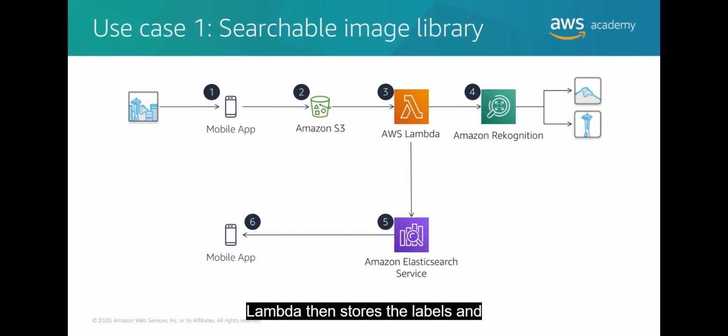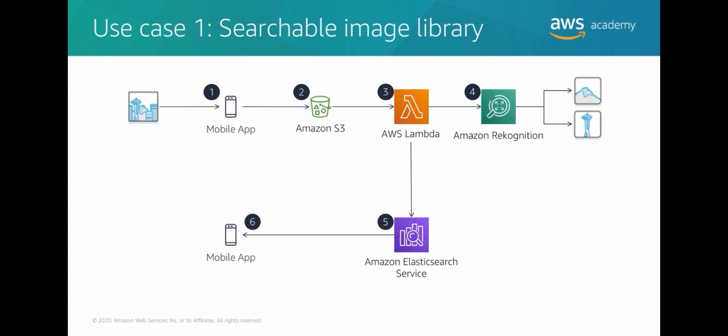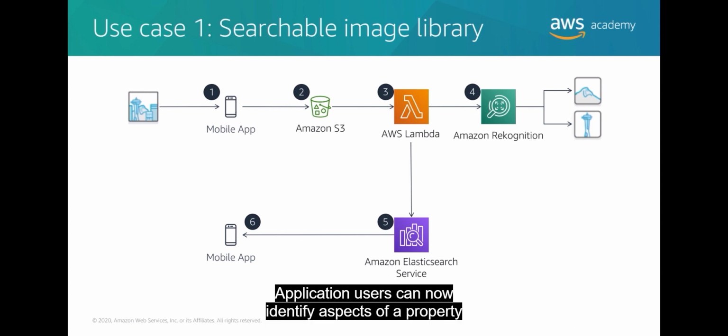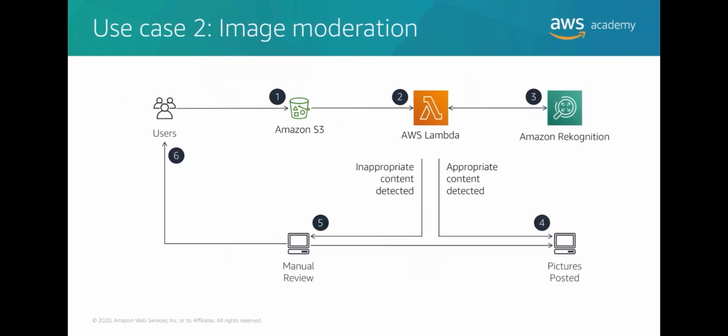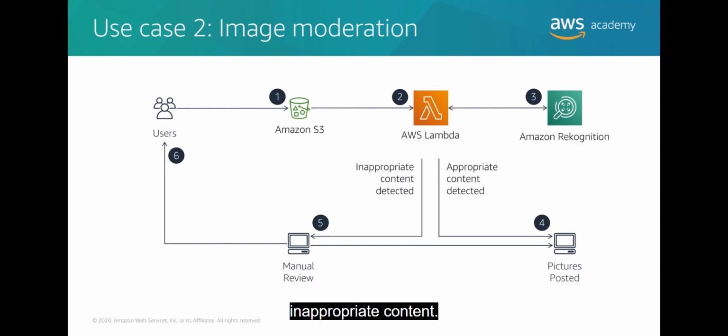Lambda then stores the labels and confidence score in Amazon Elasticsearch Service, which is also known as Amazon ES. Application users can now identify aspects of a property using the objects that were detected in the image. In this example architecture, the system checks uploaded images for inappropriate content.